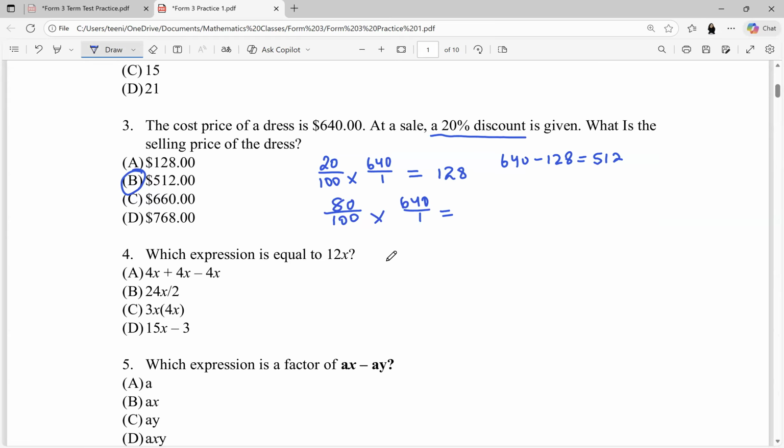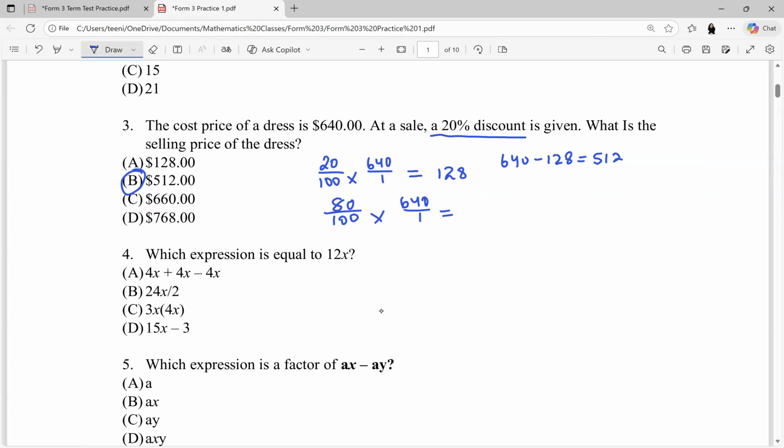Okay. Zane, did you get an answer for number four? Yes, I never do this in school. Okay. So anybody tried it? Number four. Which of these expressions is equal to 12x? Miss, is it C? Nah, it's not C.